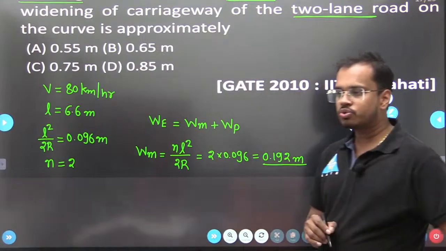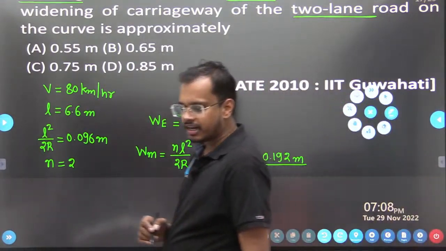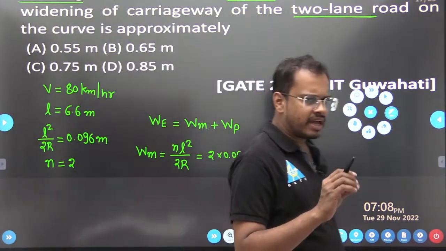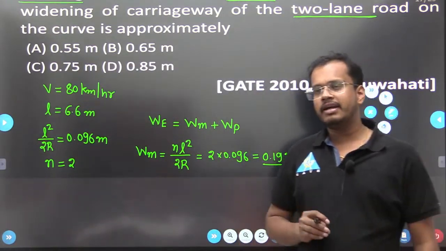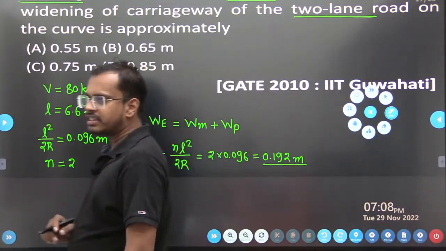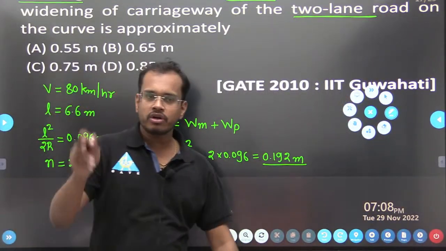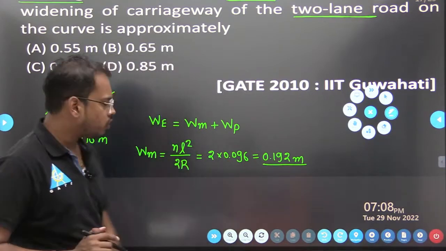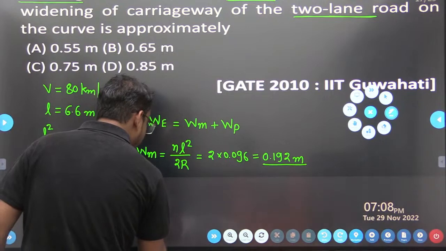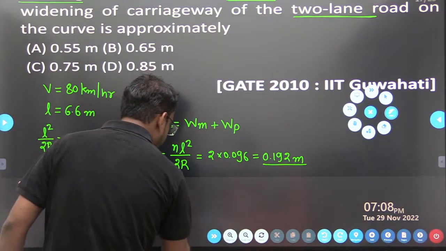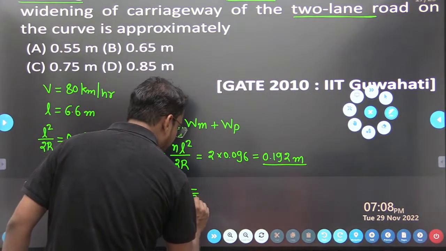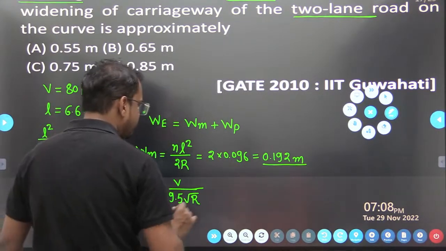But the major issue is how to calculate psychological extra widening. We already know that IRC gives an empirical formula to calculate psychological extra widening, and the formula is V upon 9.5 root R. The formula is derived in such a way that V is put directly in kilometer per hour. Am I right or wrong? So psychological extra widening is equal to V upon 9.5 root R.